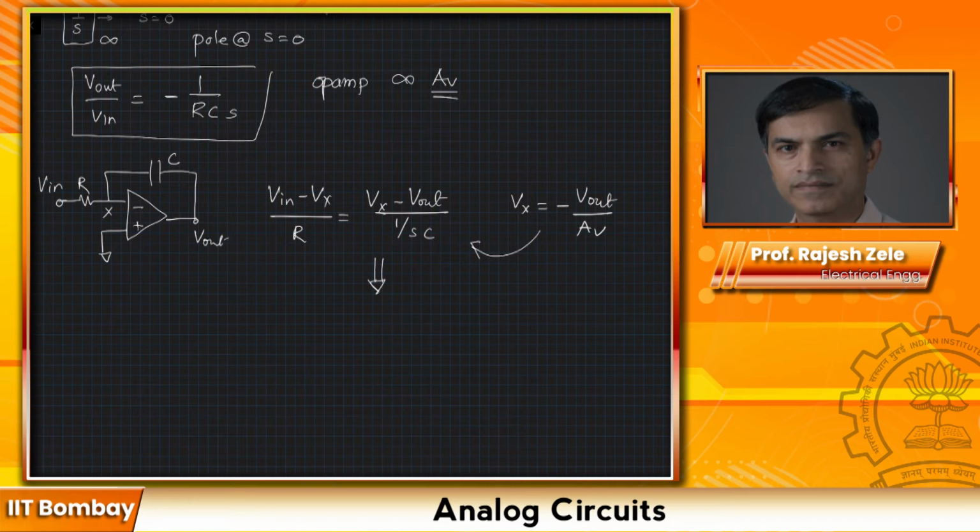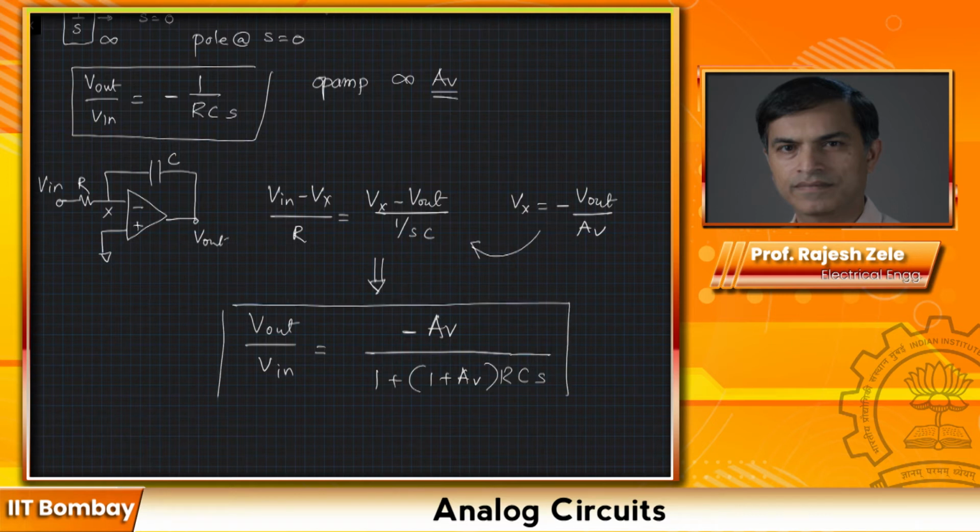Okay, so if you have got it right, then V out over V in is equal to minus AV divided by 1 plus AV RCS. Okay, so what does this expression look like? What is it telling you?